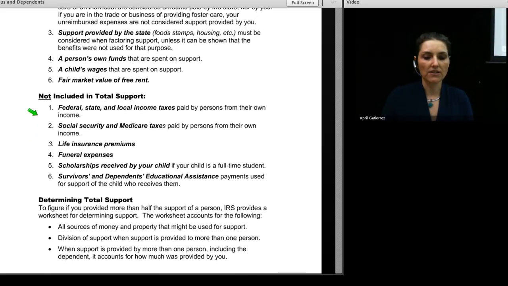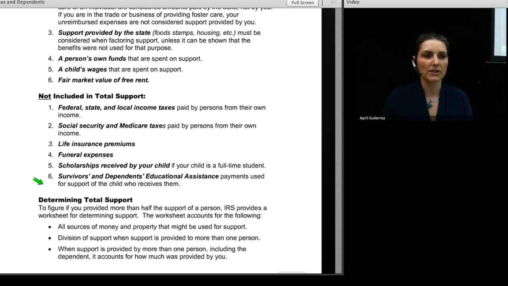So what's not included in total support? Federal, state, and local income taxes paid by persons from their own income. Social Security and Medicare taxes paid by persons from their own income. Life insurance premiums, funeral expenses, scholarships received by your child if your child is a full-time student, and survivors and dependents' educational assistance payments used for the support of the child who receives them.